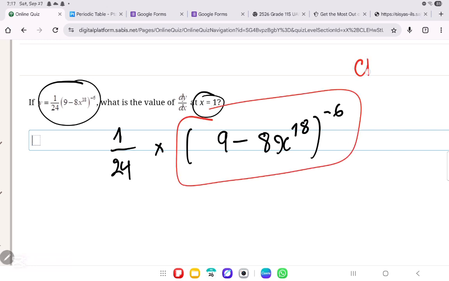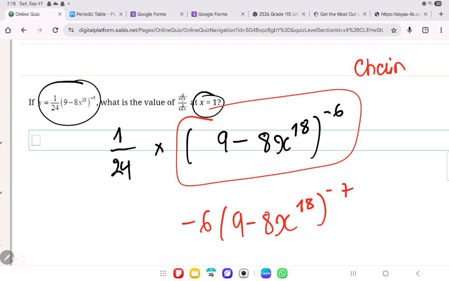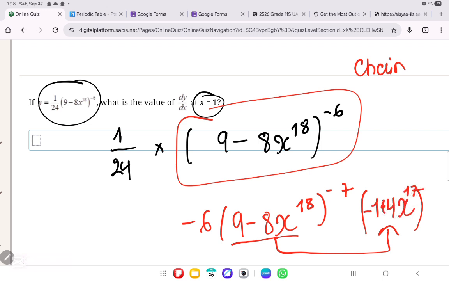Now let's take the derivative of this one. We'll need to apply the chain rule to find the derivative of this. So it's going to be minus 6, 9 minus 8x to the power of 18, to the power of minus 7. Why did I get minus 7 and not minus 5? Because I did minus 6 minus 1, which is minus 7. And then I will multiply it by the derivative of this. Very simply, the derivative of this is 18 times 8, minus 144x to the power of 17. If you don't know what I did, I just took the derivative of this, okay?